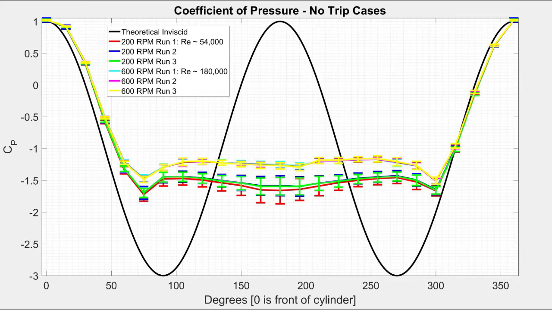Finally, notice that the coefficient of pressure on the back of the cylinder for the lower speed cases are more negative, meaning lower pressures. This causes us to believe that 600 RPM cases actually reached a low transitional regime where some momentum in the direction normal to the cylinder would allow some flow to stay attached to the cylinder longer, thus increasing pressure on the backside and creating less negative CPs.